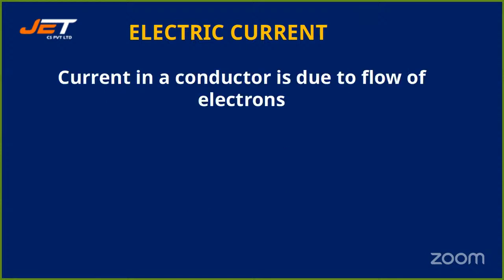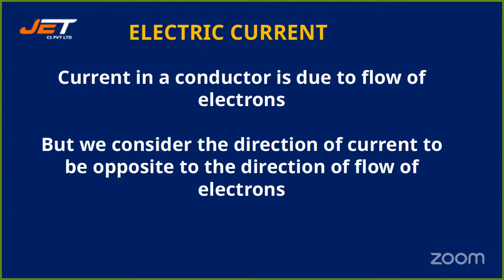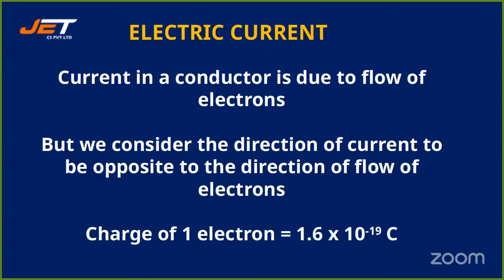A current in a conductor is due to the flow of electrons, like I was saying. But we consider the direction of current to be opposite to the direction of flow of electrons. So when electrons move, we say that electric current is produced, and its direction is opposite to the direction of movement of electrons. That is how we consider it.